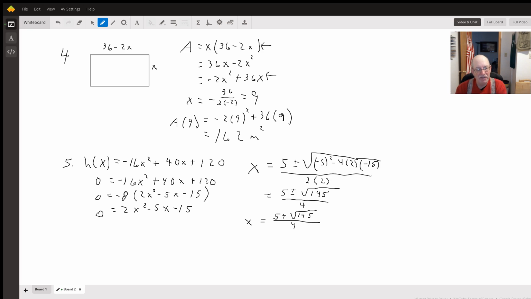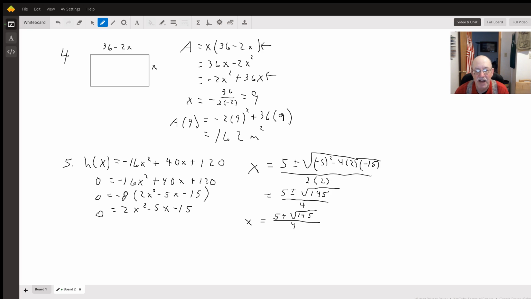For number 5, our function is going to be h of x equals -16x squared plus 40x plus 120. Well, the height of the ball when it hits the ground is 0. So we set our function equal to 0. I divided a -8 out just to see if maybe this would factor to solve it. But then I end up with 2x squared minus 5x minus 15. That doesn't factor. So we have to use the quadratic formula on the 2x squared minus 5x minus 15.